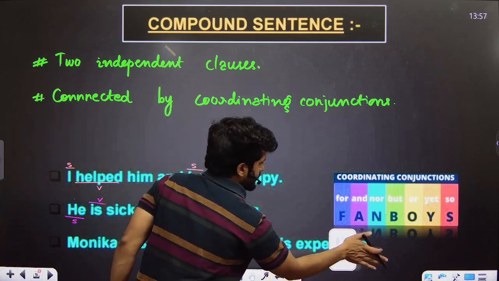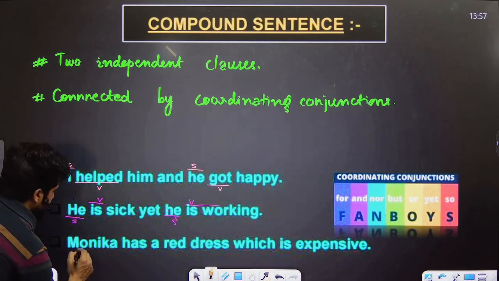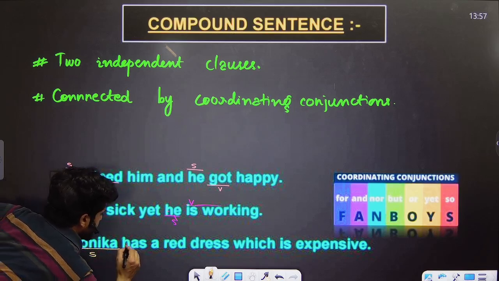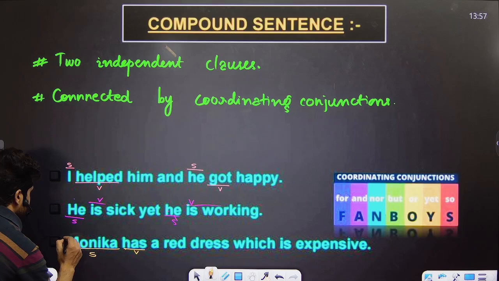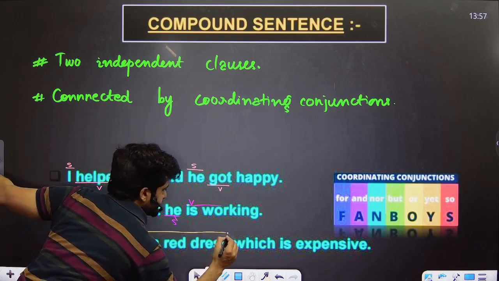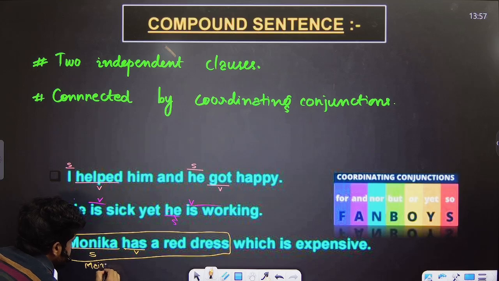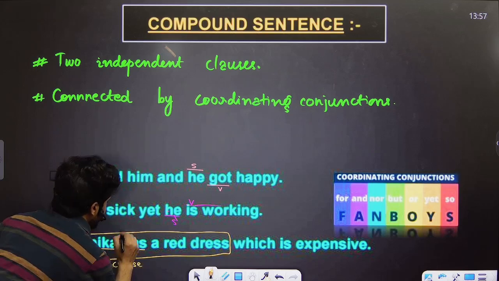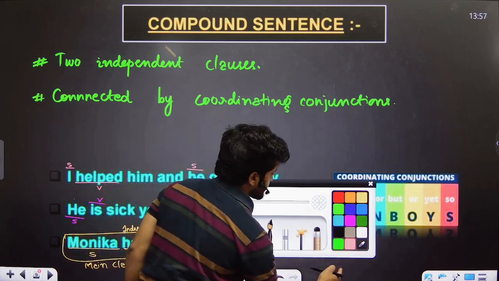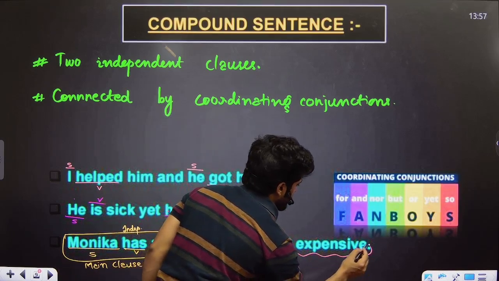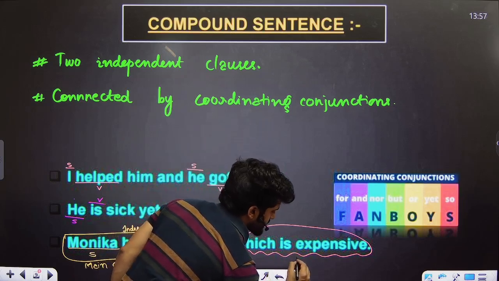So whenever you come across a situation where you have the subject, you have the verb, and nothing much more, this will be considered your main clause, the independent clause. And now, which is expensive, this depends upon the first sentence. So this is the subordinating clause, that is, the dependent clause.